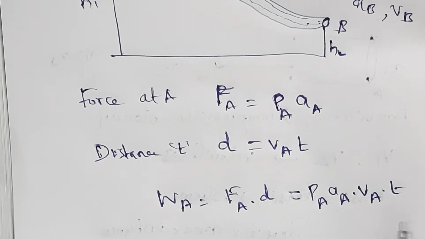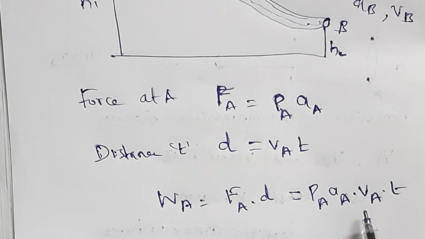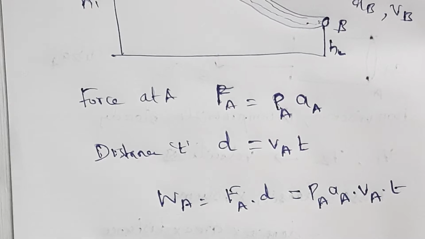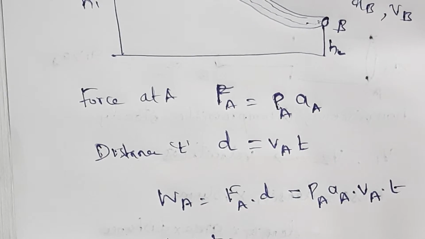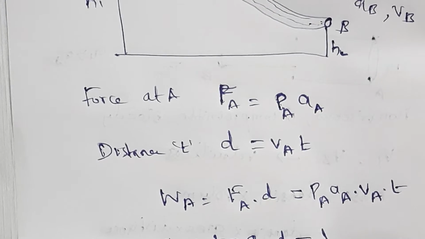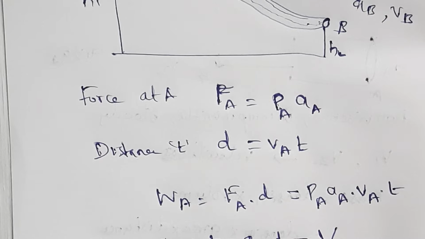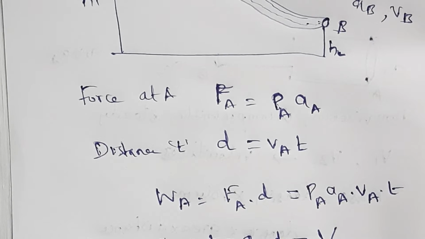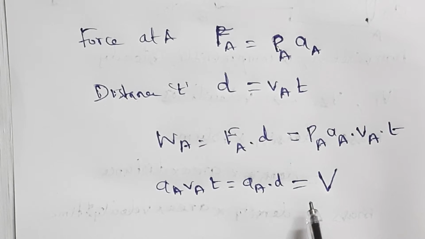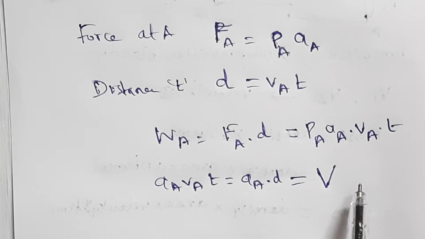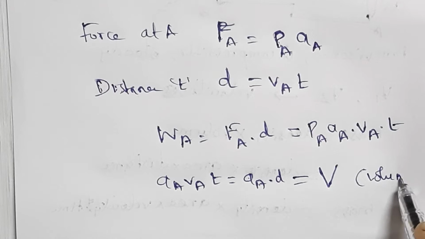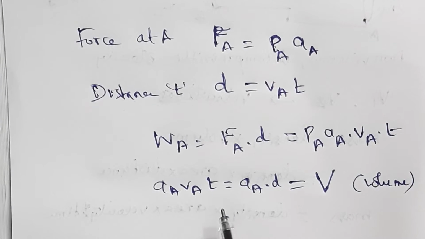Here we have AA, VA, T. That is AA, VA, T can be written as AA into D. That can be written as volume. Area into velocity into time. Velocity into time is distance. Area into distance is volume. So AAD is equal to V. That is equal to the volume of the liquid entering at A.